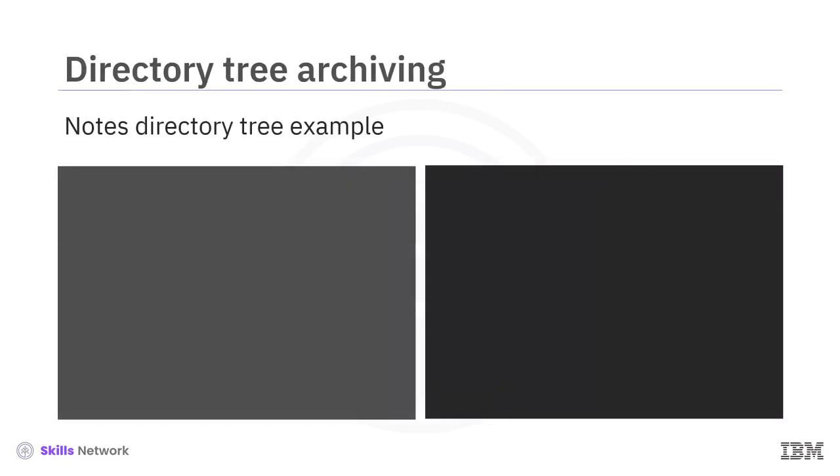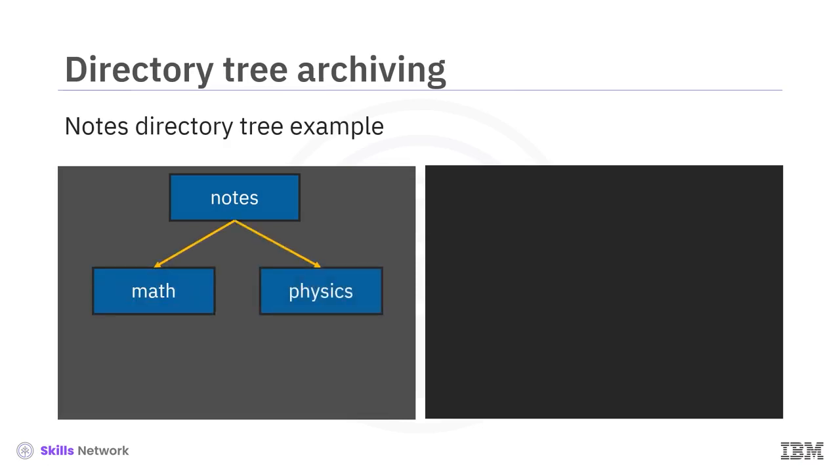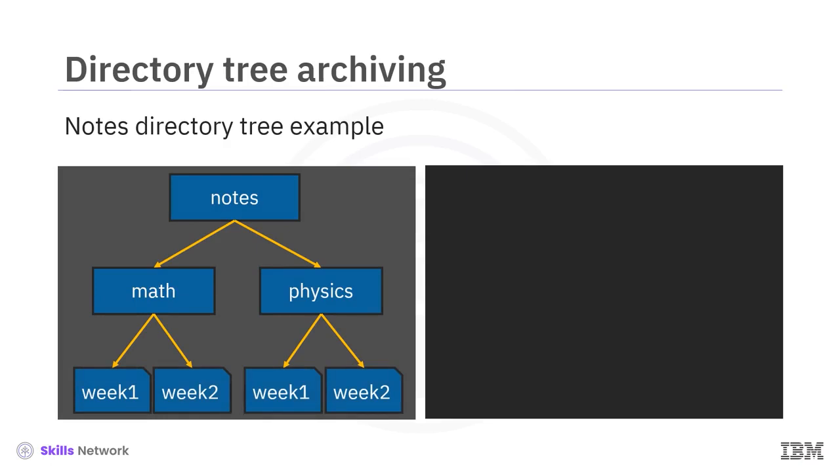Now, suppose you have created a notes directory for keeping track of your course materials. You decide it would be a good idea to archive your notes in case you need them in the future. Your notes directory tree has the following structure. It contains two subfolders called Math and Physics, each of which contains files called Week 1 and Week 2. Using the ls command with the -r option, you can recursively list all the directories and files in your current directory tree.